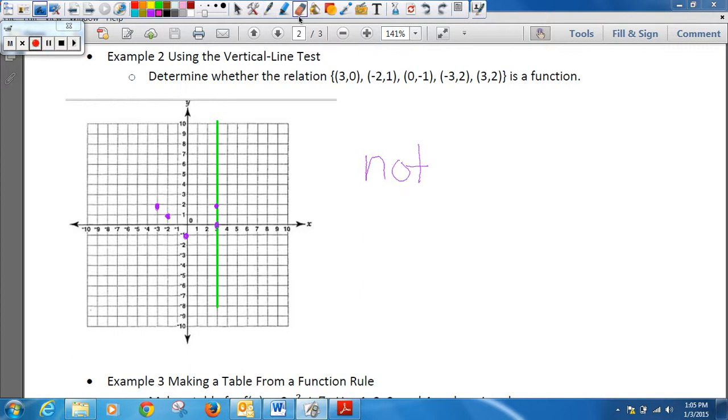Let's say I were to erase one of these and this one was gone and it wasn't part of it. Then if I notice that green line never touches more than 1 point at a time, so my second example here would be, yes, it would be a function because it passes the vertical line test.